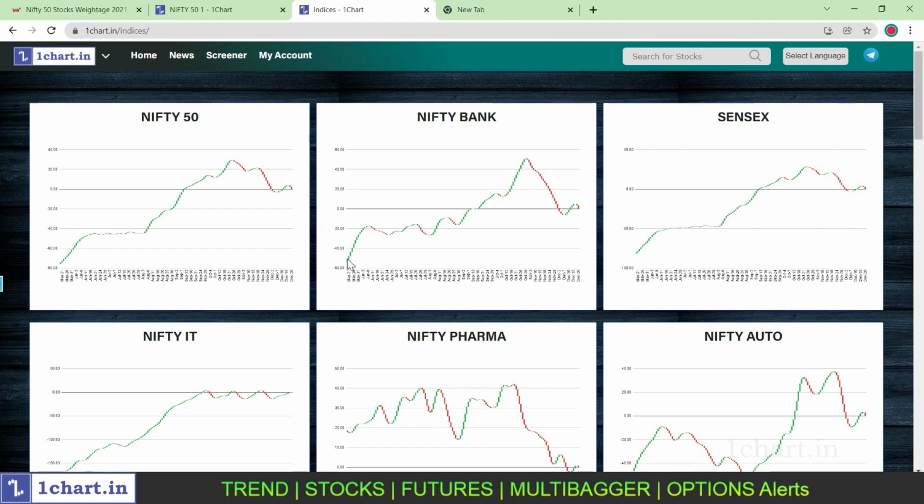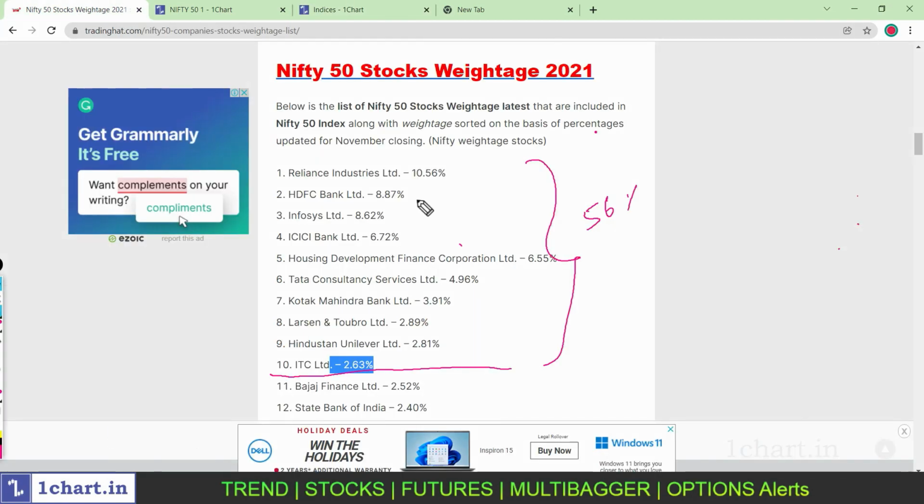Hi all. How to find a Nifty bull run or a bear run with these tricks? First of all, if you calculate the top 10 stocks, that will be 56%. If the 10 stocks are going down, Nifty is also going down.